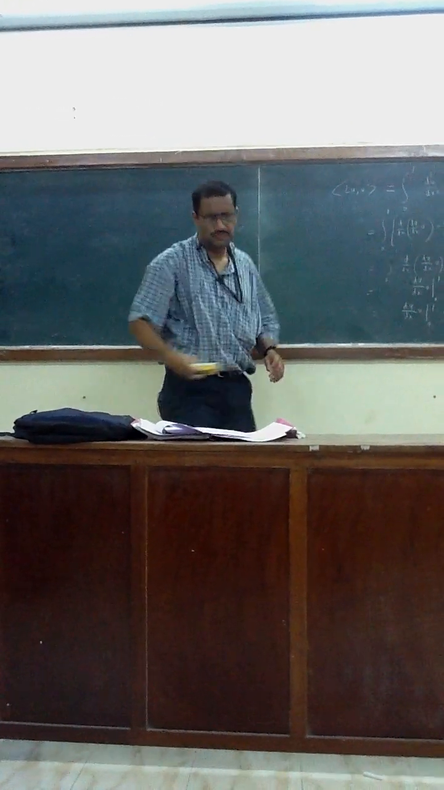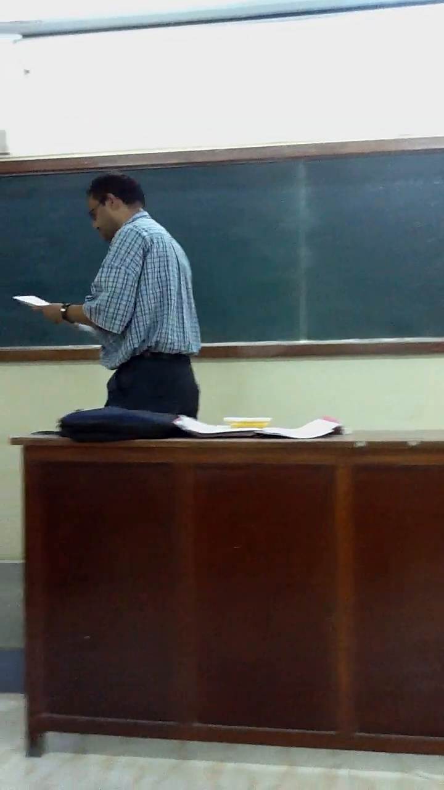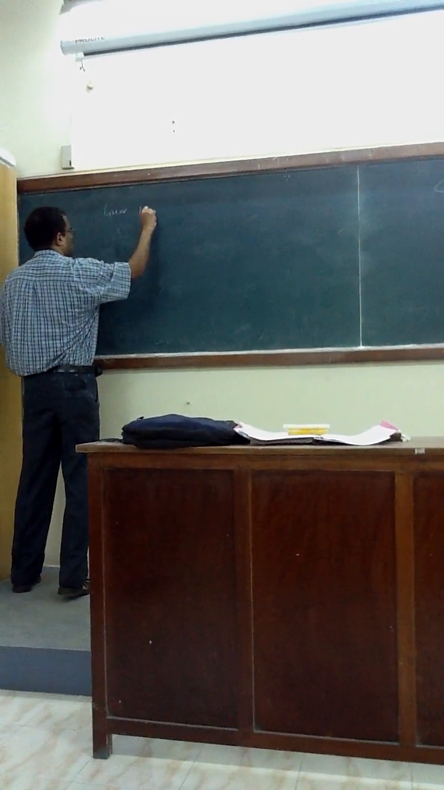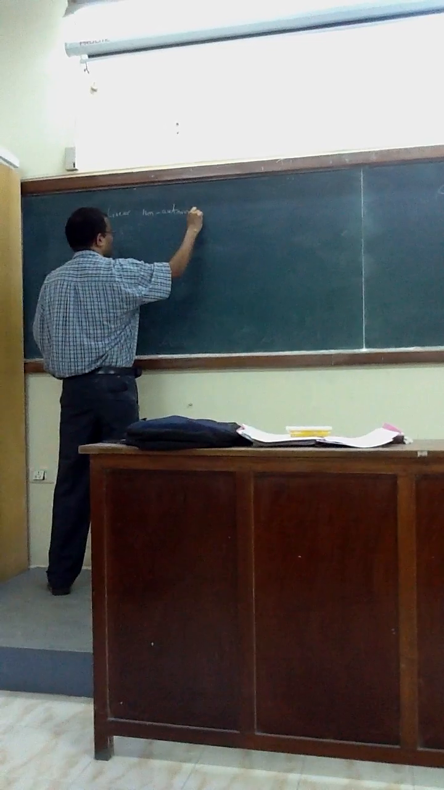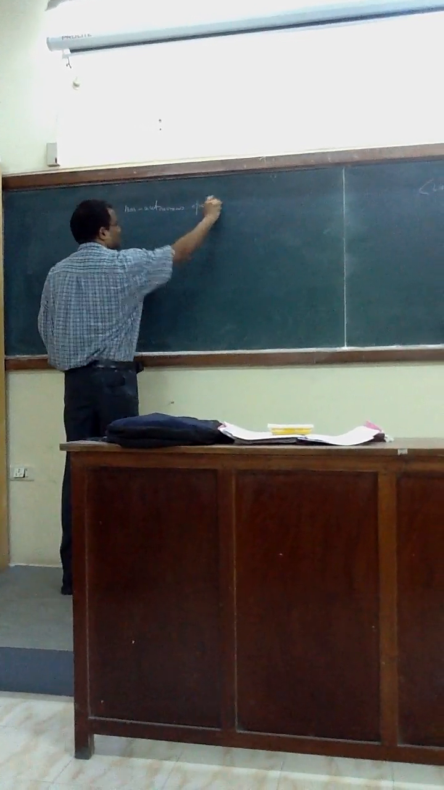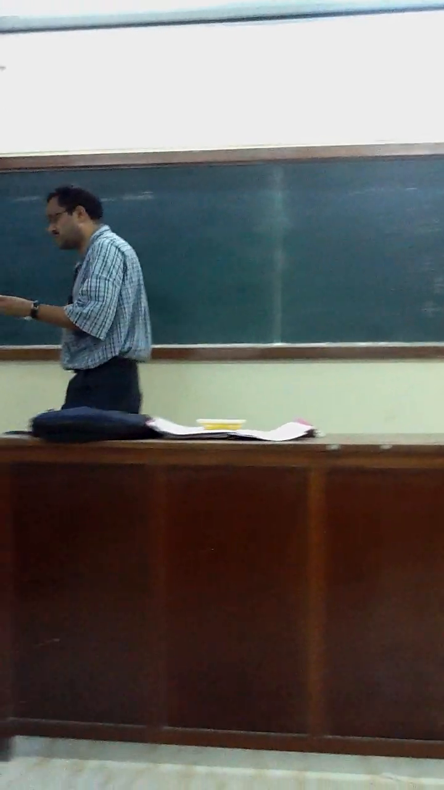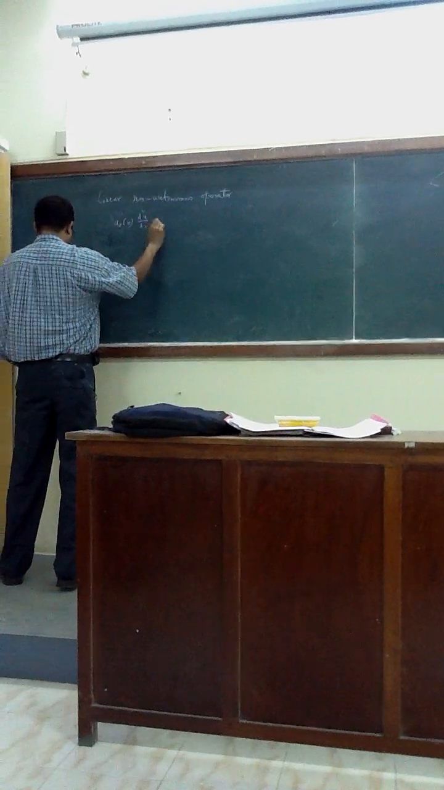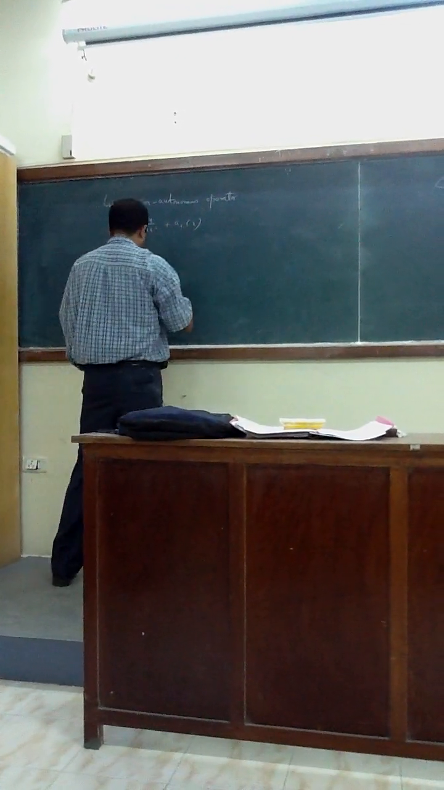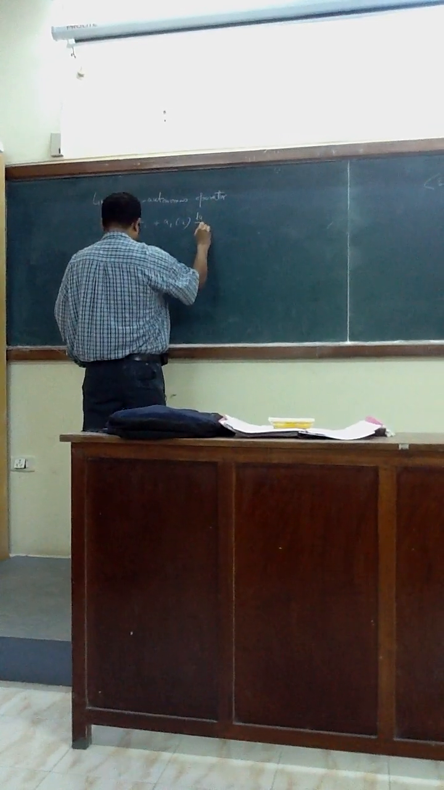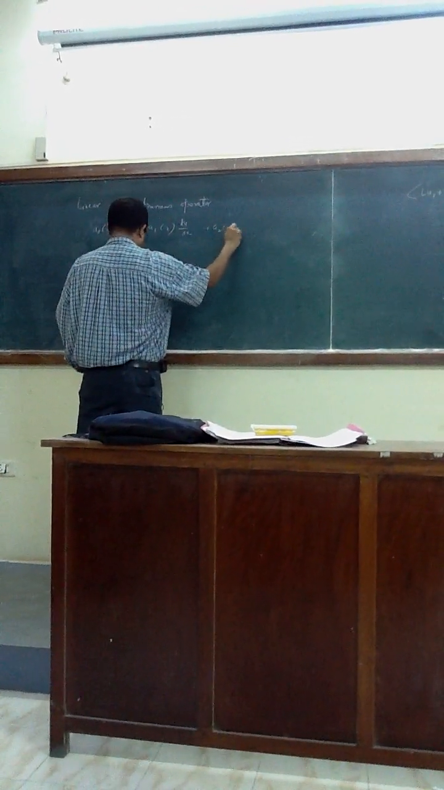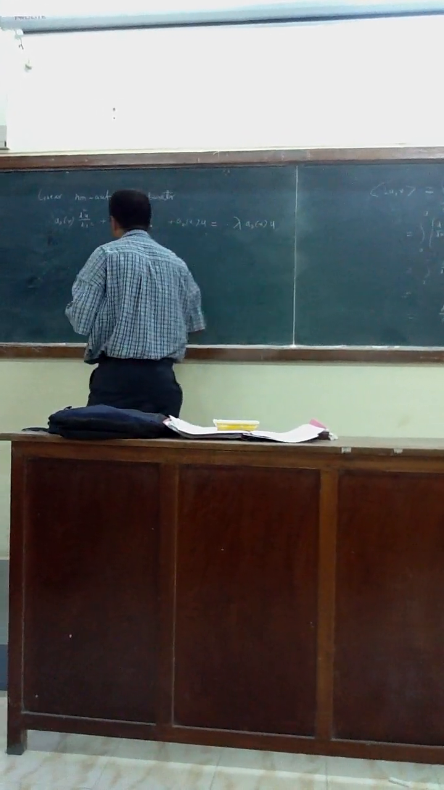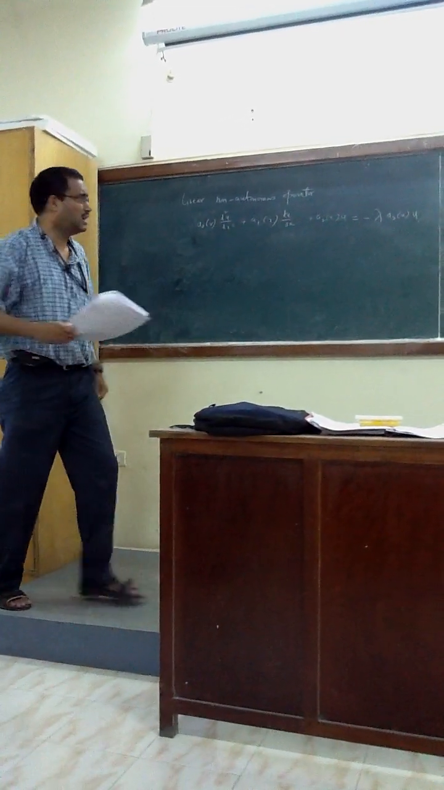So, a linear non-autonomous operator, which is a0(x) d2u by dx square plus a1(x) du by dx plus a2(x) u equals minus lambda a(x) u. This is the most generalized way to represent an eigenvalue problem.